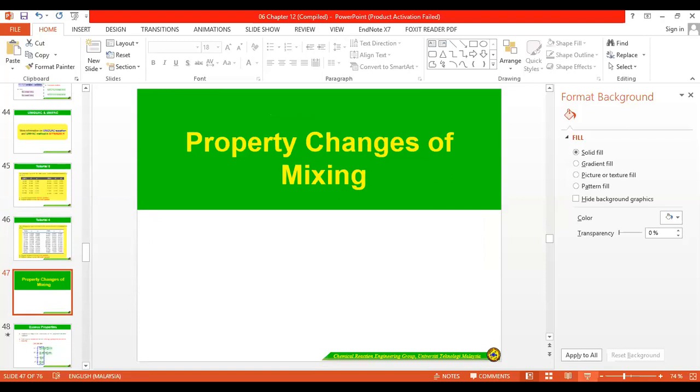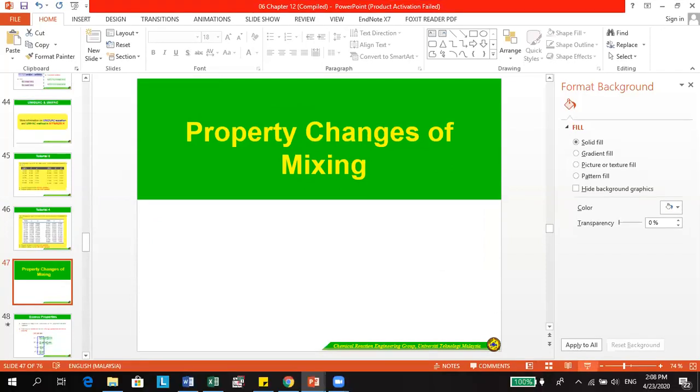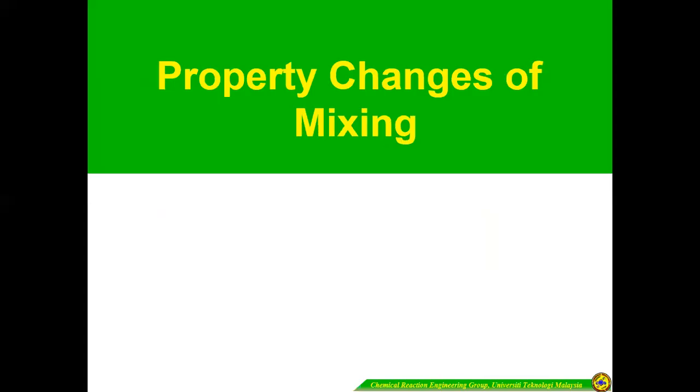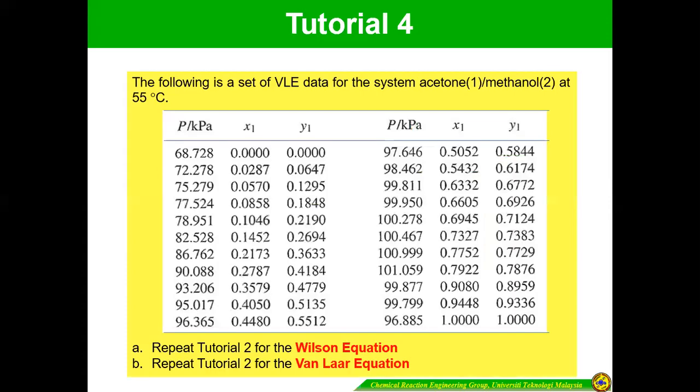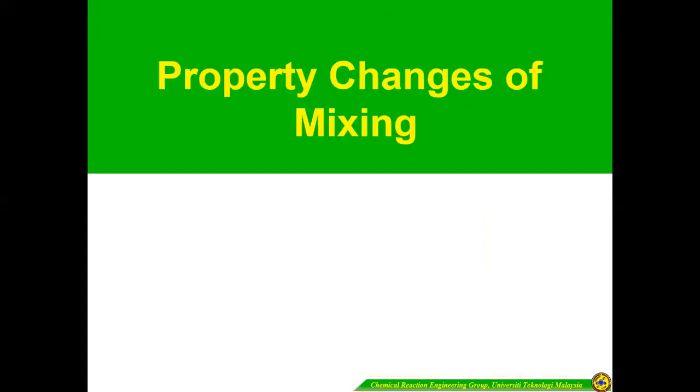New topic. Okay, chapter 10, which is the application of Raoult's law, how to find the temperature or pressure from the bubble and dew points. Okay, how to calculate the flash composition from the flash calculations. Okay, but today we will cover the property change of mixing. Okay, so I hope no question about the previous example.